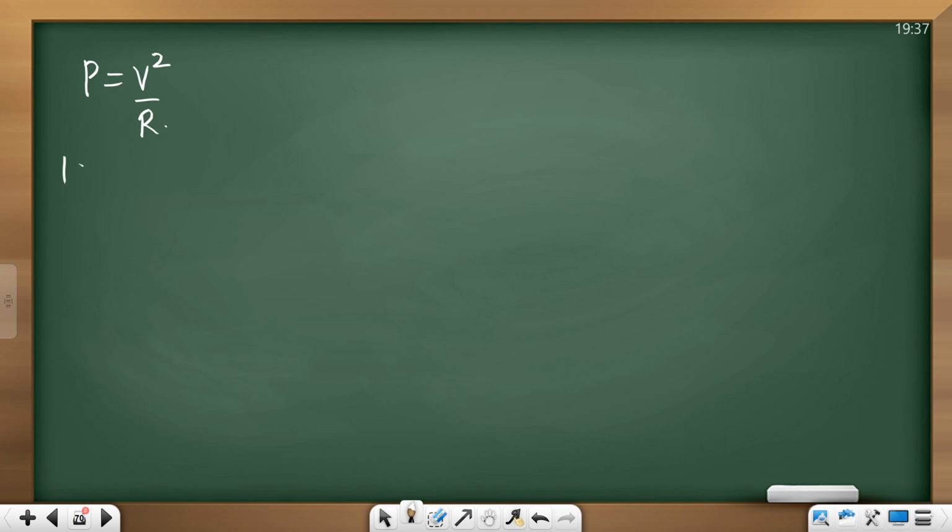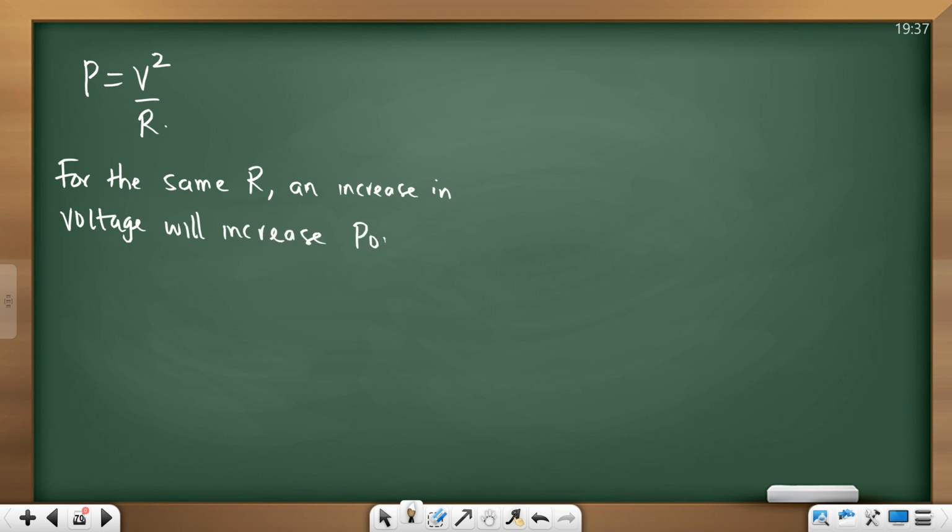Good. Which means for the same resistance, R, an increase in voltage will increase what? Power. Does that make sense to you? Check the formula. P equals V squared over R. If V increases, P will also increase. We are done with the 4 marks.